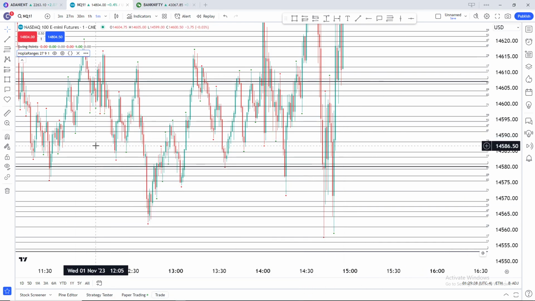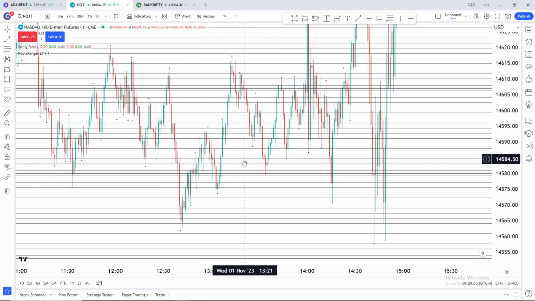Hey guys, I had a couple of requests coming in from people who wanted to see more examples of how to spot market maker buy models and sell models using GB levels, right? So I'm going to go over a few examples here, and let's see if it makes sense.